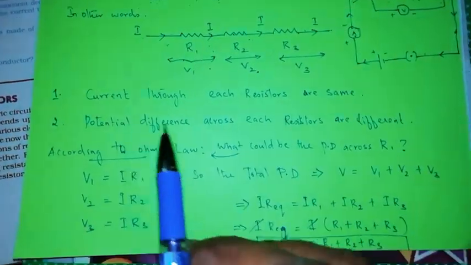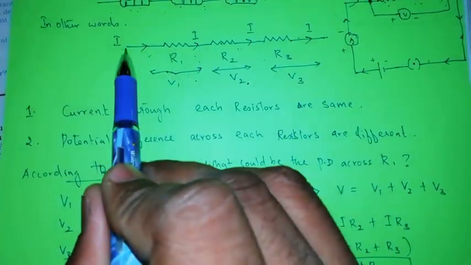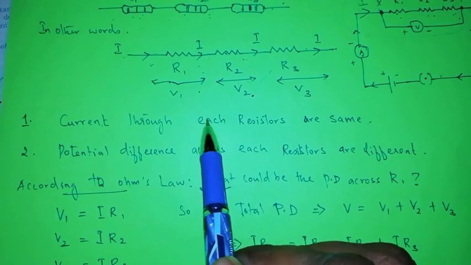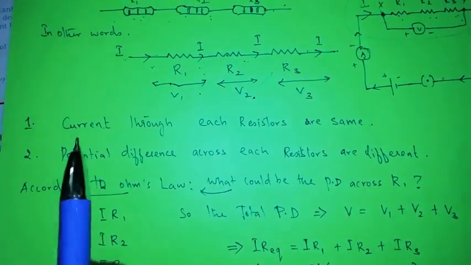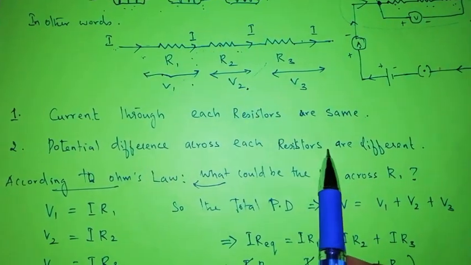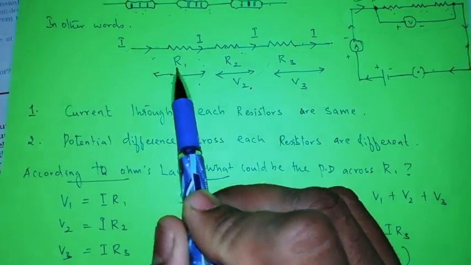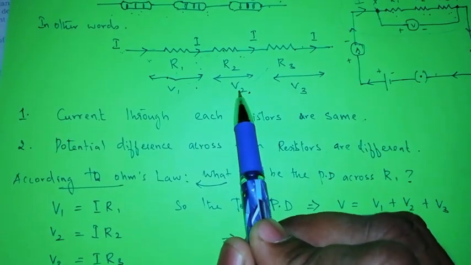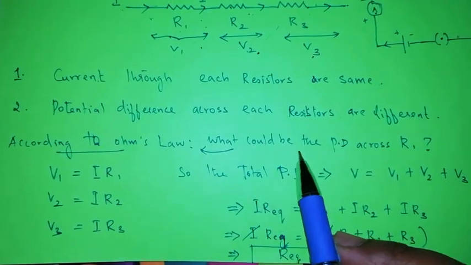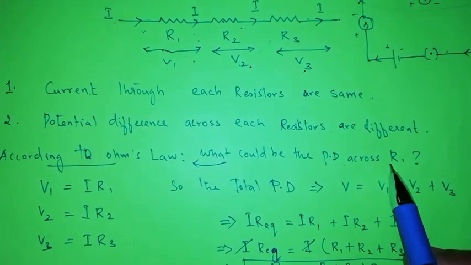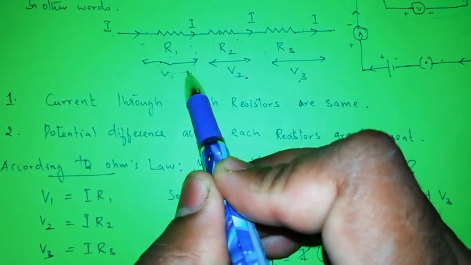So I can say that the current through each resistor is the same. The current through each resistor is the same type of current, but the potential difference across each resistor is totally different. So what is the potential difference here? It is V1, and here it is V2, and here it is V3. So what could be the potential difference across R1? If I talk only about R1, what is the potential difference for R1?